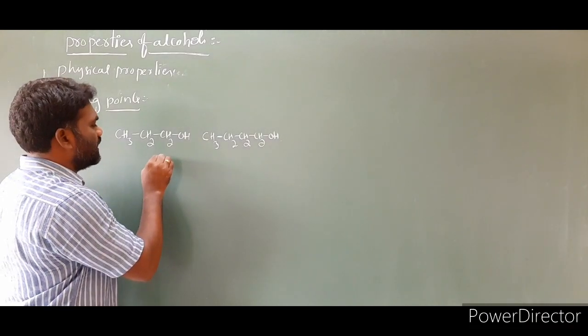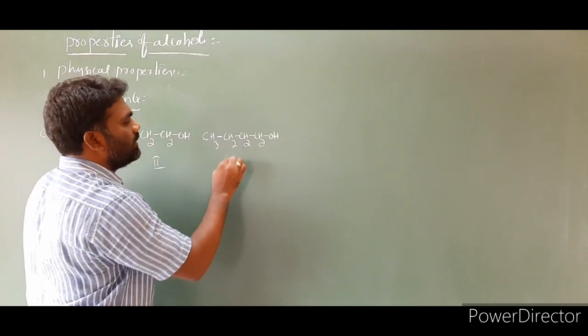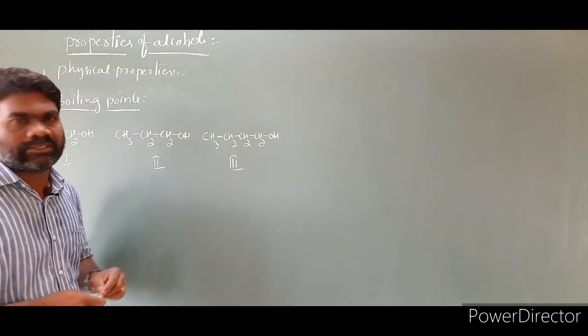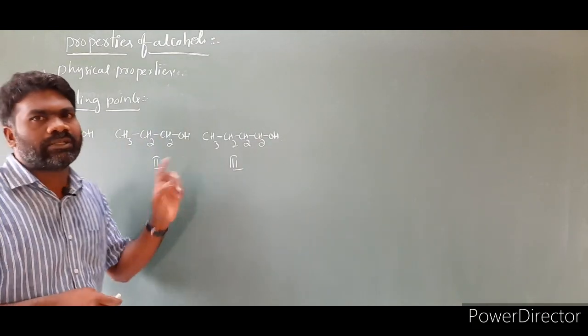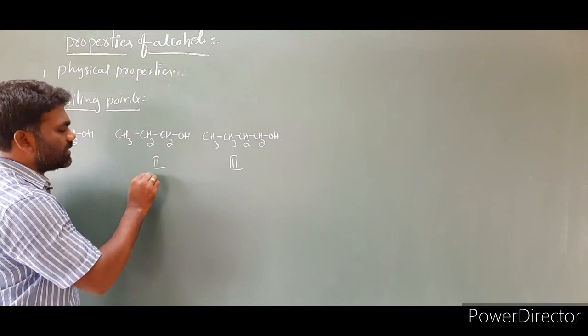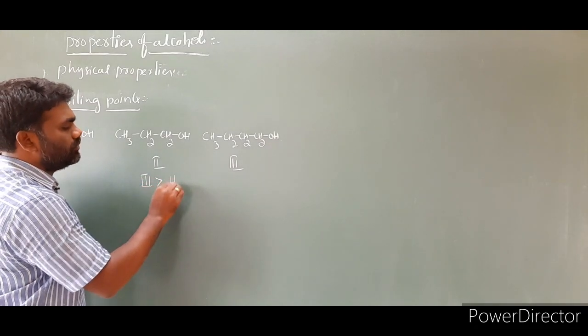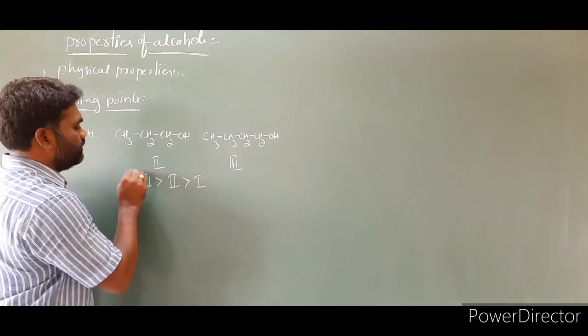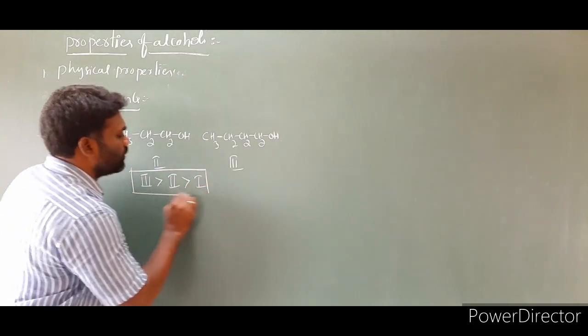This structure I am labeling as 1, this structure as 2, and this structure as 3, to compare the boiling points. For that purpose I am representing the three molecules as 1, 2, 3. Then the boiling point order is 3 is always greater than 2, 2 is greater than 1. This is the order.